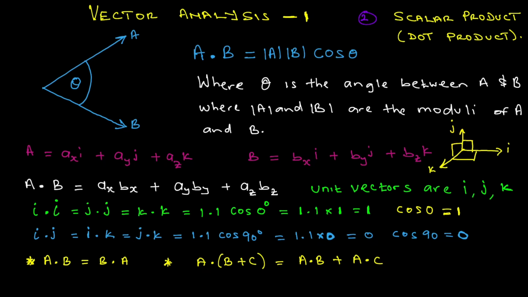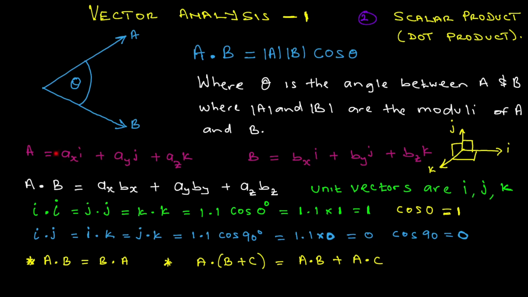But if they're parallel to each other, that means the angle between them is 0. So 1 times 1 times cos of 0, which is 1. So that means that i times i is 1.